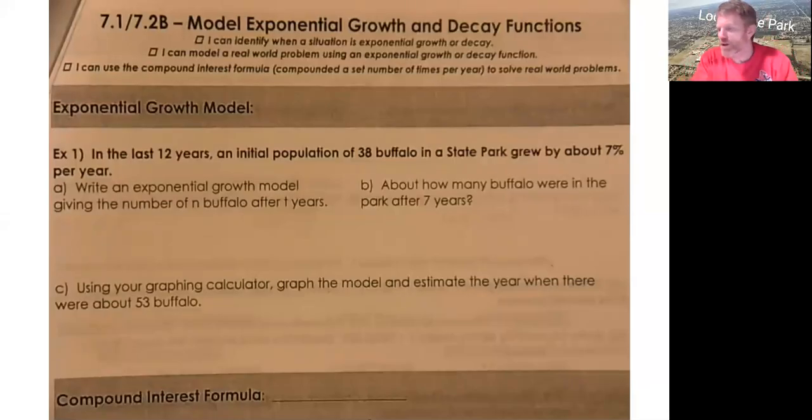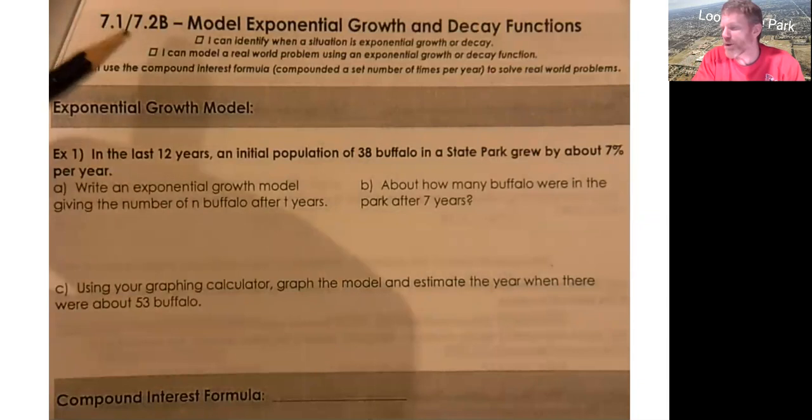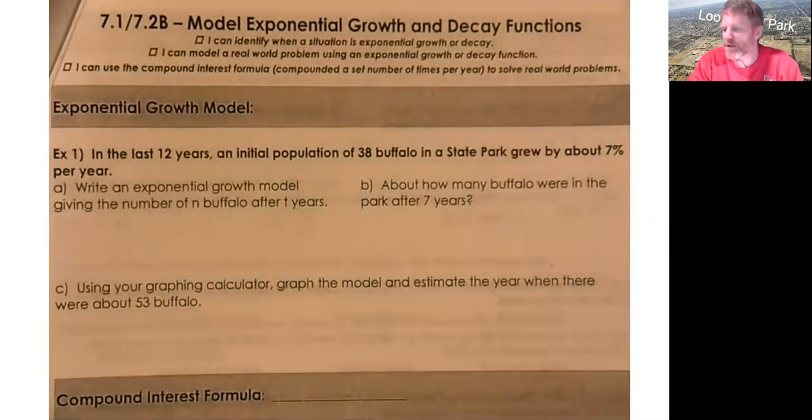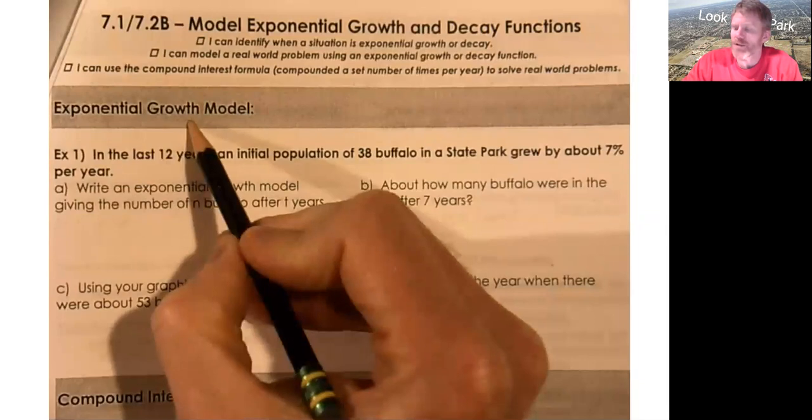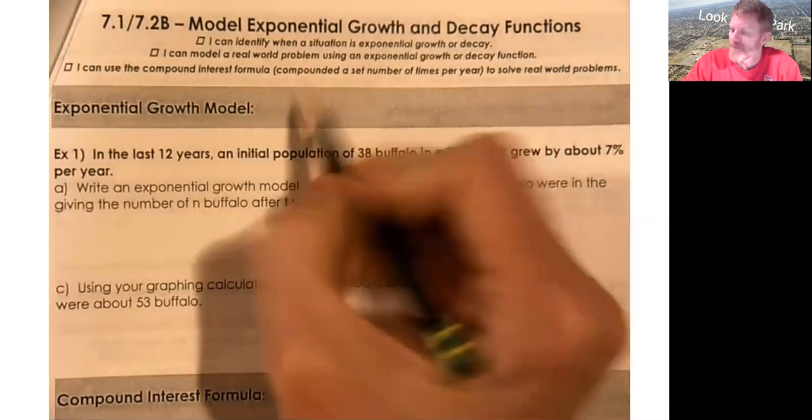This is Algebra 2 with trig, 7.1, 7.2b. We're going to model exponential growth and decay functions. Mainly story problems here. We're going to first look at an exponential growth model.